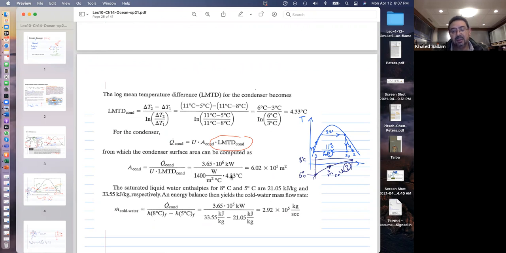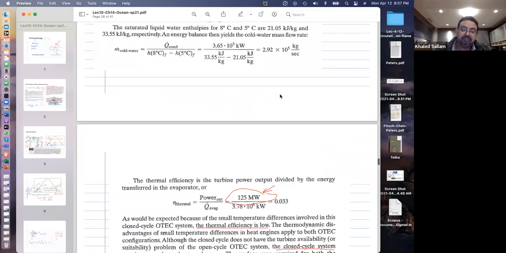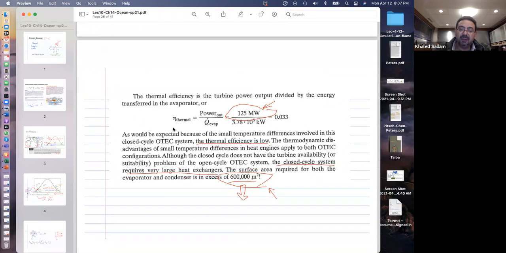Right? And you'll be able to calculate the area, huge area. And you calculate m dot cold water, how Q dot condenser, the Q that you're pulling from the propane, is m dot delta H. So really huge m dot, okay, and huge area. And finally, the efficiency is power output over power input, which is Q evaporator, and it's 3%. And he's making the point that those closed systems require huge area. At least the open system didn't have this area, right?